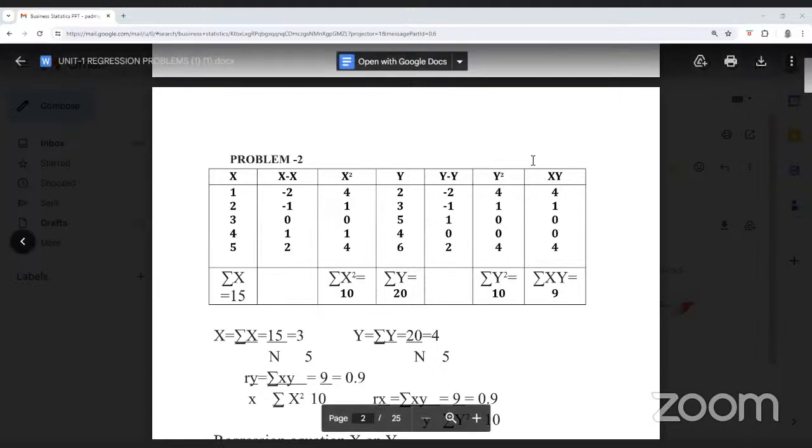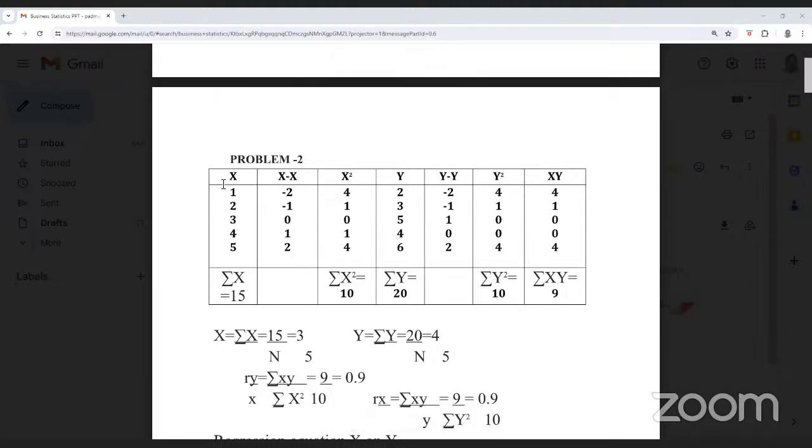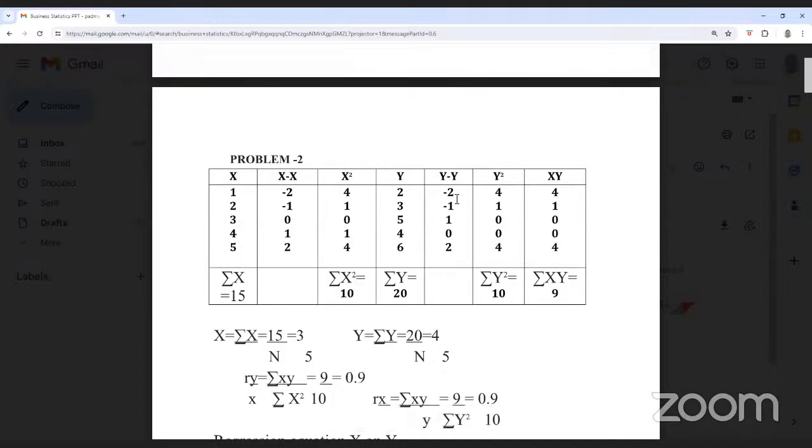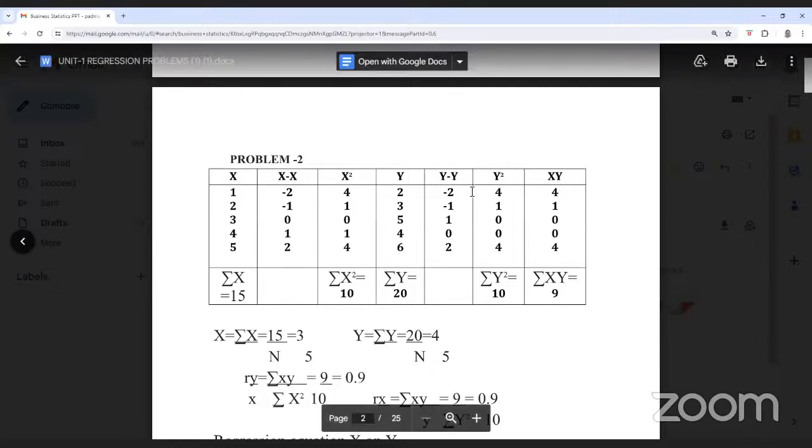Now you have to take the xy. xy means x into y. This one is x minus x mean, y minus y mean. It is x and y. Here minus 2, here also minus 2. You have to multiply it.